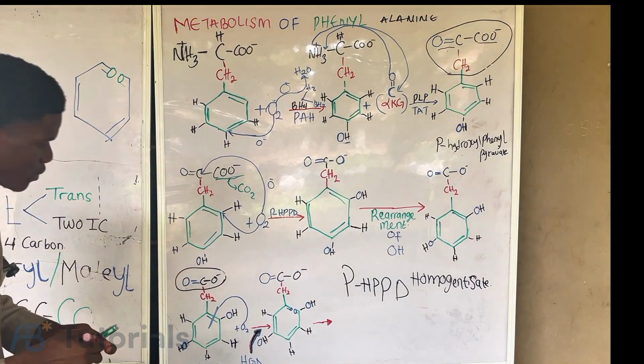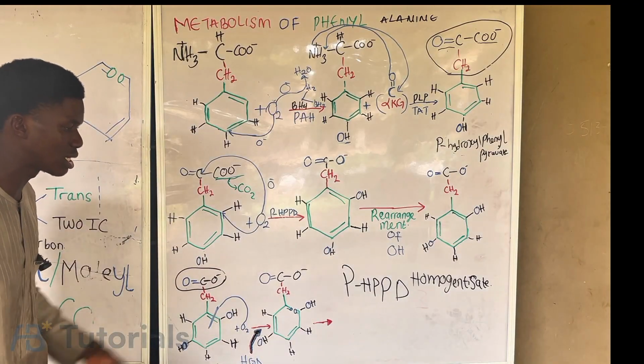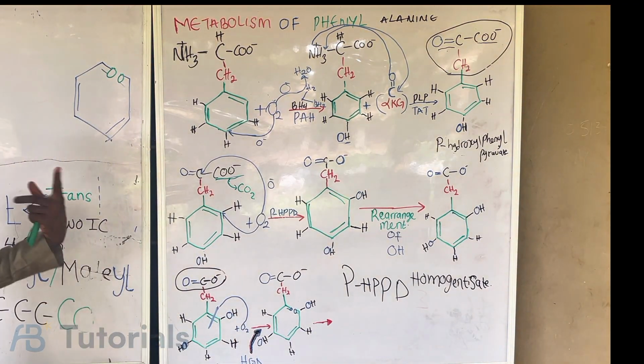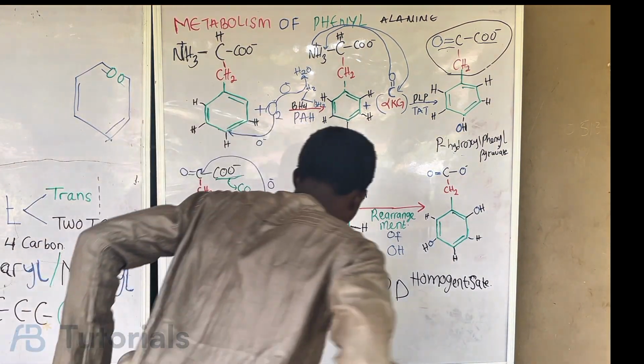So what is the name of the enzyme required here? The enzyme is homogentisate dioxygenase. That is an enzyme that adds two oxygens to homogentisate, or homogentisic acid. I hope that is clear.